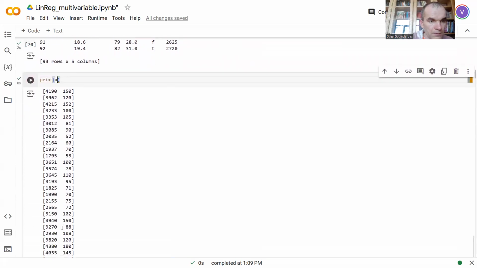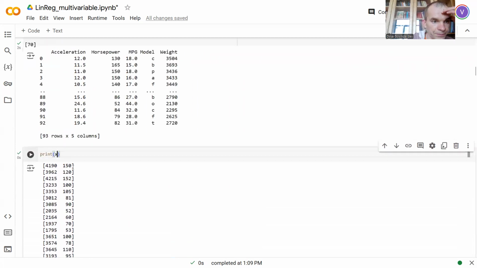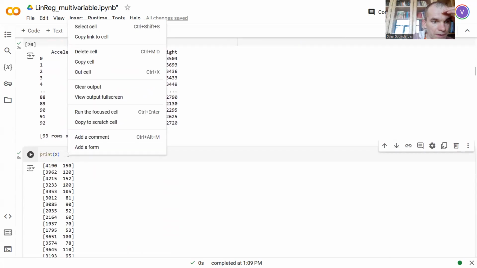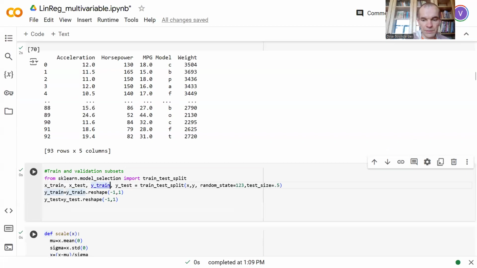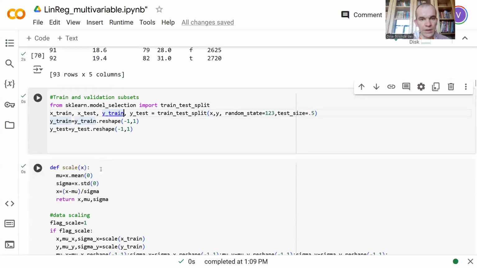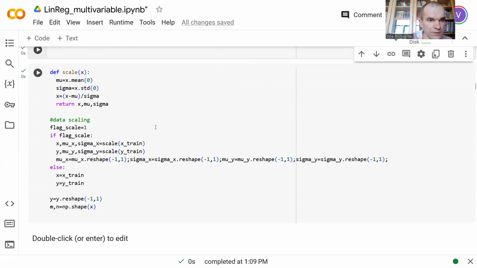Okay. So the weight, in pounds or in kilograms, and some acceleration parameter. So x is now a matrix of 93 by 2. As usual, we subdivide our data into the training and test subsets. This is what I'm doing next.